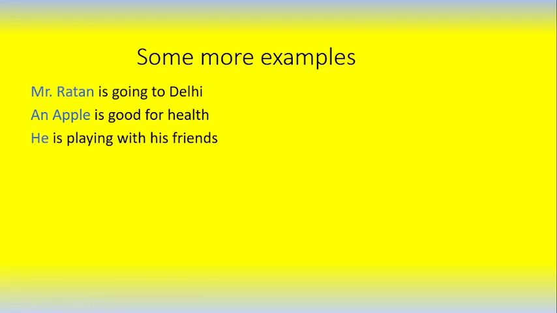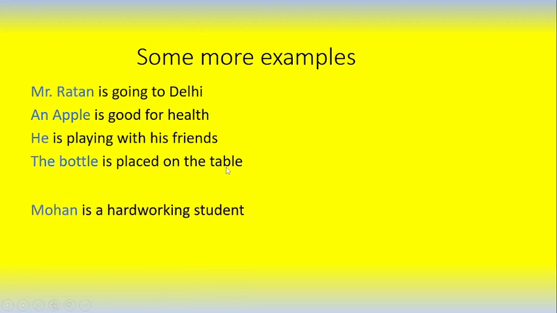and also an object. He is playing with his friends. Here he is a pronoun, the subject. He is playing with his friends is the predicate. Is playing is the verb, and with his friends is the object. The bottle is placed on the table. Bottle is the subject, is placed on the table is the predicate, where there is an auxiliary verb, and placed on the table is the object.